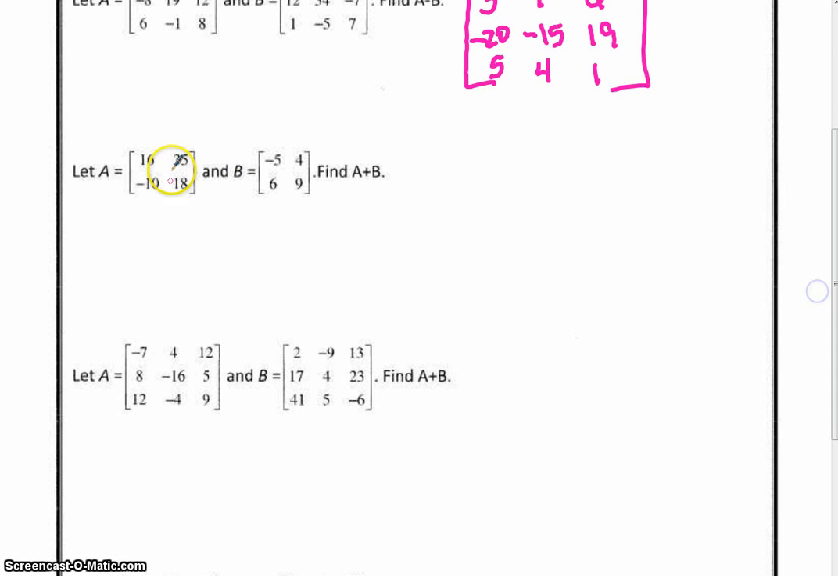So now they give you A and B and they want you to add them. So it's just take your corresponding terms and add them. 16 plus -5 is 11. 35 plus 4 is 39. -10 plus 6 is -4. And 18 plus 9 is 27.